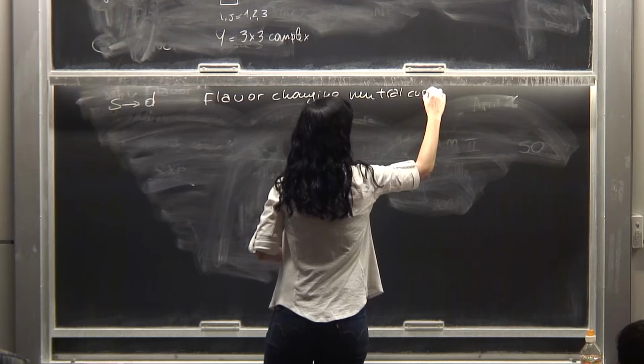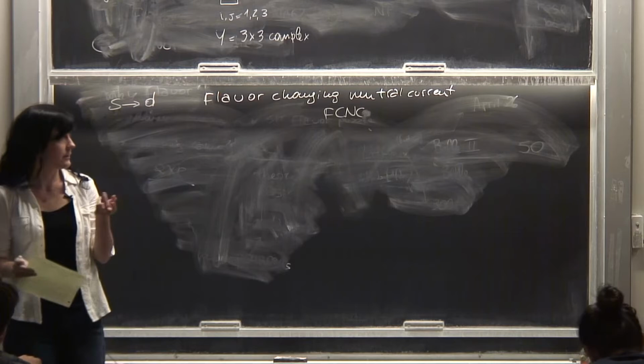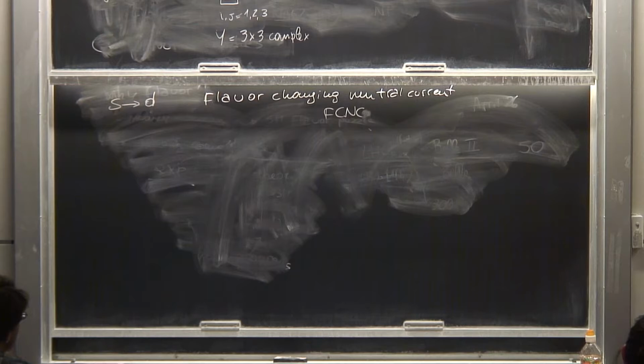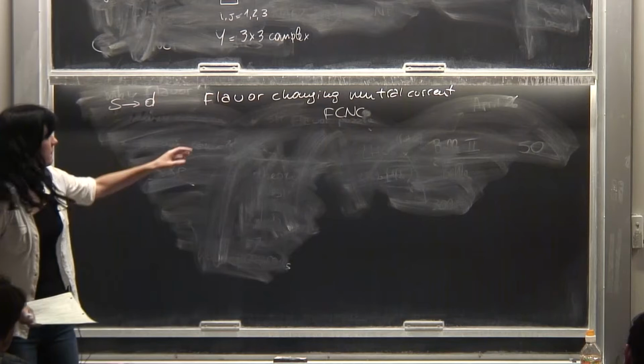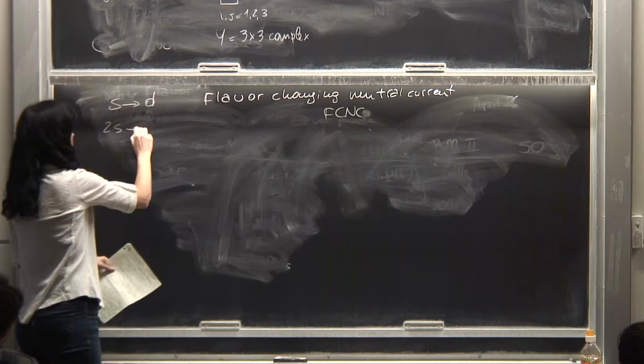I will write this several times with this abbreviation here. What might bother you is that I told you we have only this interaction here, right? But this is an interaction with the W that is charged, so we don't have the neutral transition. So this tells us that we cannot write down anything at the tree level that is mediating a flavor change in neutral current. Okay.